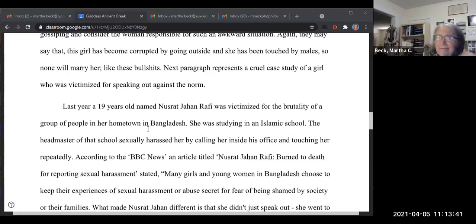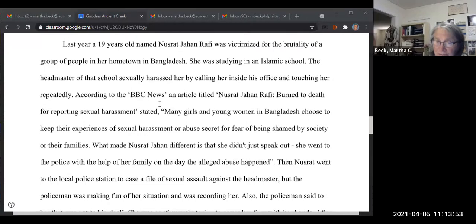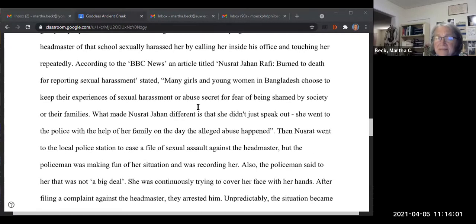If you think about it, no, that's not good reasoning. But anyway, she's going to use this example. She was studying and the headmaster sexually harassed her. And according to a BBC News article, many choose to keep their experiences to themselves for fear of being shamed by society.